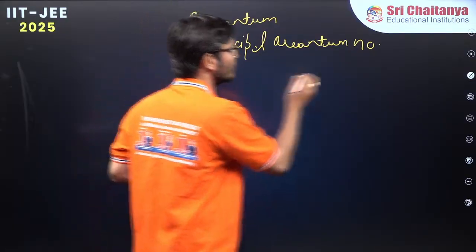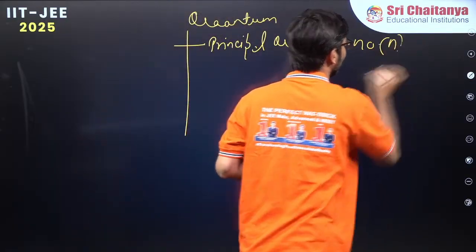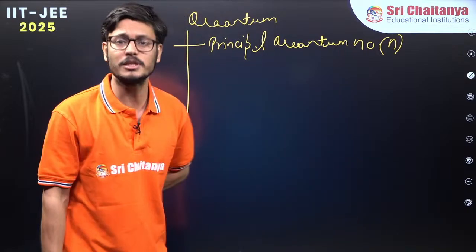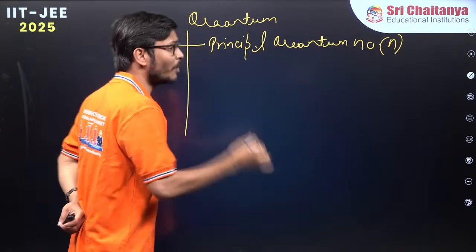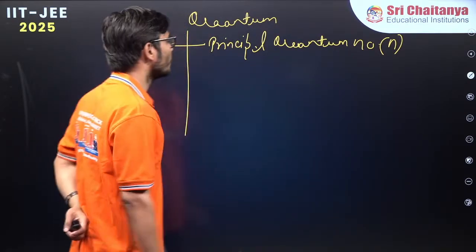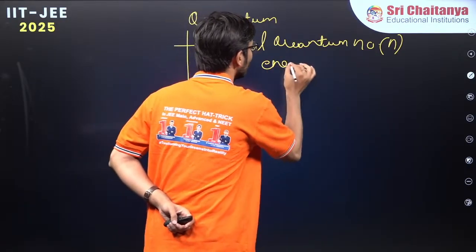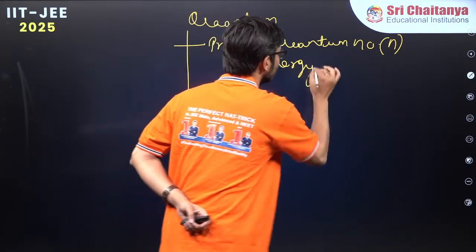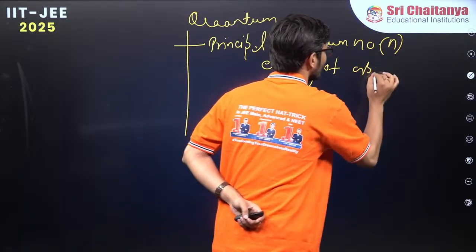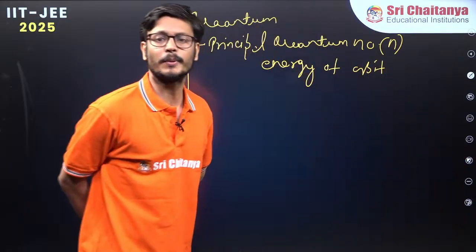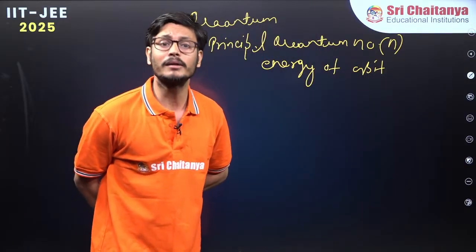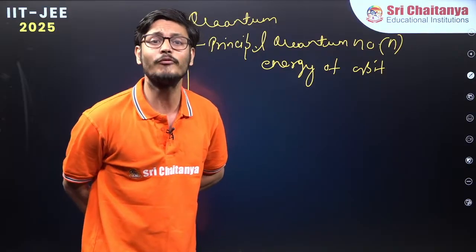The symbol of the principal quantum number is small n. So what about the principal quantum number? The principal quantum number gives us the energy of the orbit. Very good. So what is the information we are deriving from the principal quantum number? It gives the idea of energy.